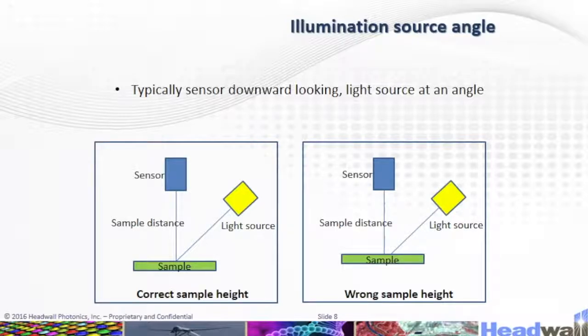Here we have the illumination source angle, typically sensor downward looking, with the light source at an angle. In the diagram, the left hand side shows the correct sample height. The right hand side shows the wrong sample height.